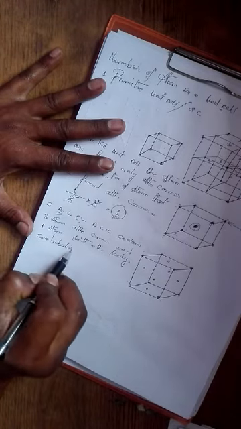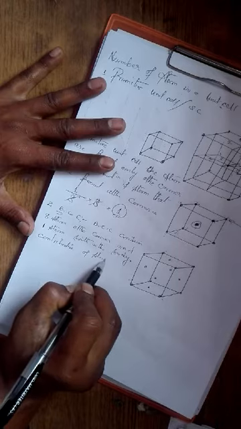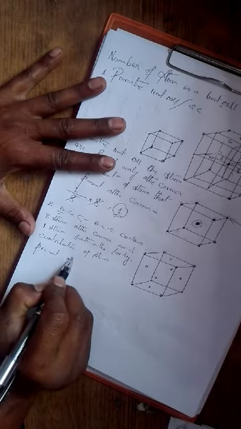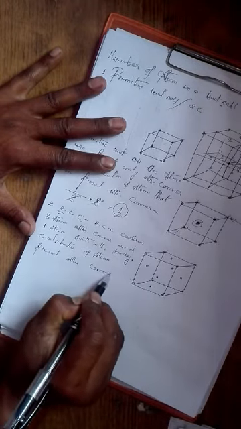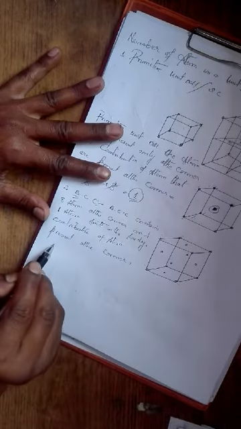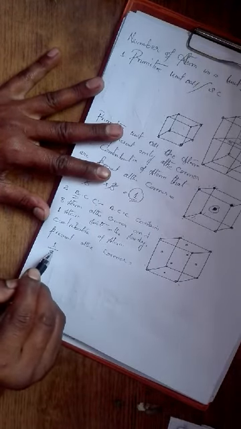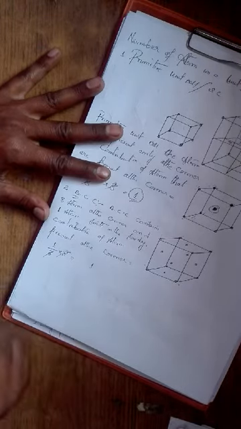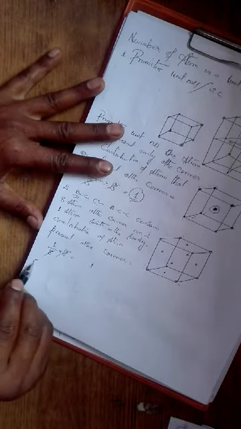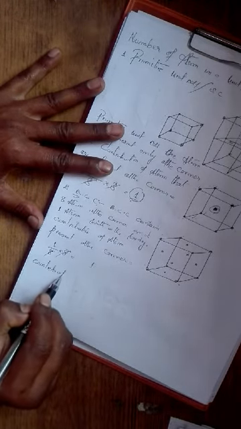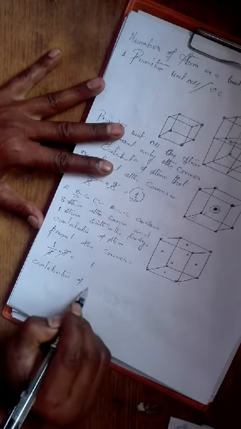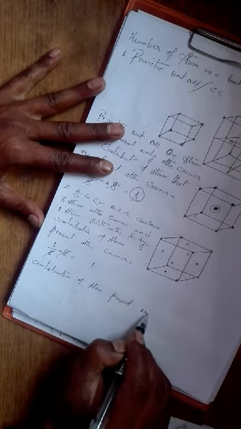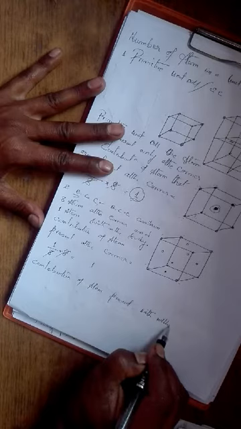Contribution of atom present at the corner. What's the formula? Equal to, remember, 1 corner atom is shared by 8 unit cells. There are 8 corner atoms. Now if you cancel, okay, and contribution of atom present where? Within the body.